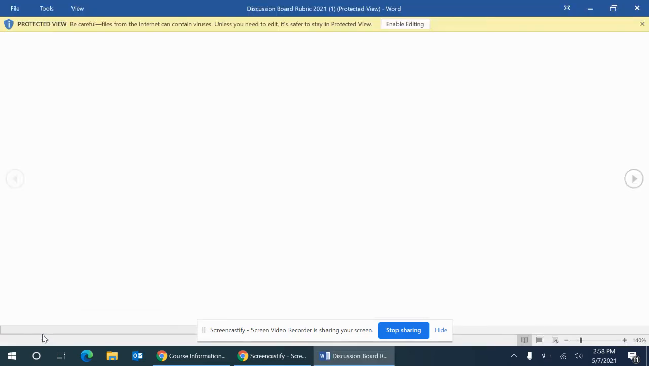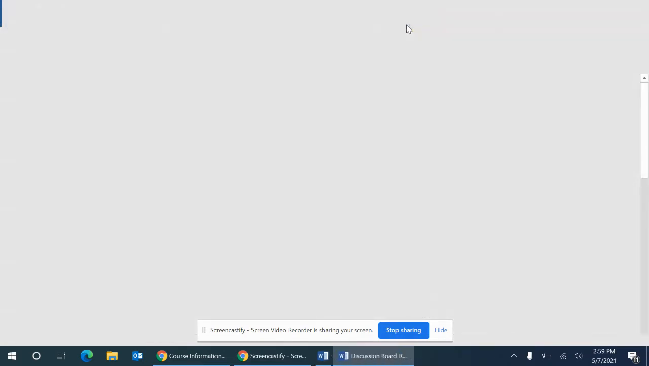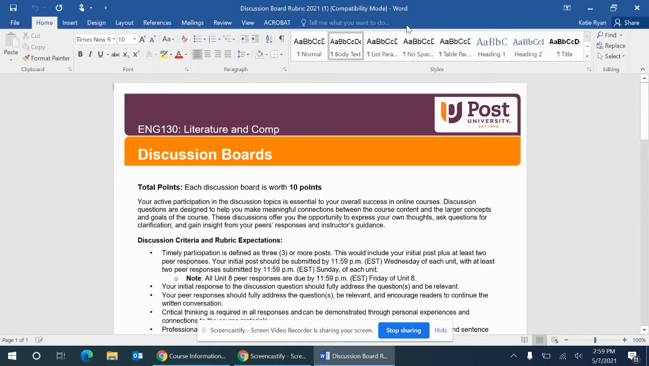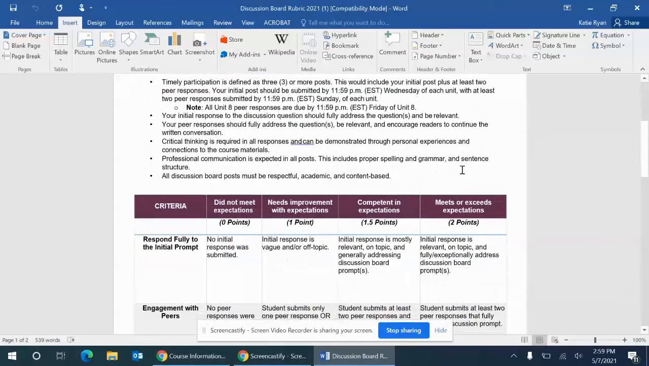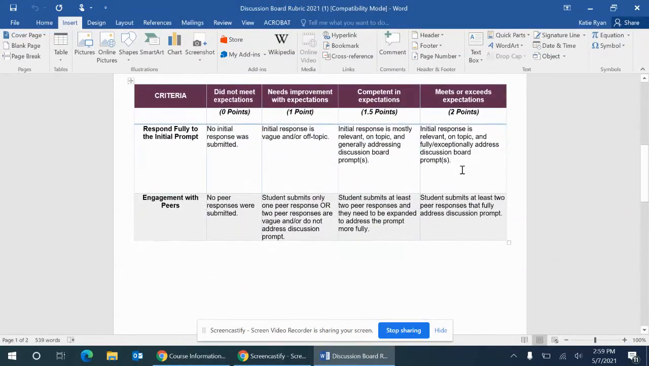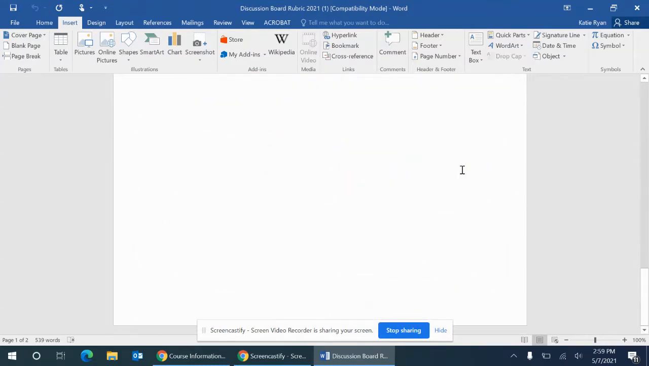And then the next piece is really your interaction with your classmates. So when you read other people's posts, are you asking questions to keep the conversation going? Are you bringing up another point? You really want to ensure that you are working to continue that conversation. So if you look at this discussion board rubric, you have all the criteria, the breakdown of exactly how the points are awarded. So just so you see that there.